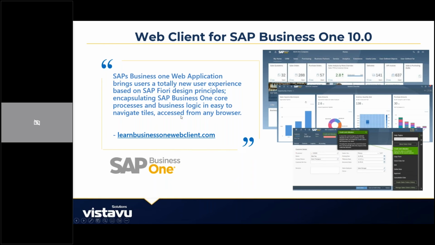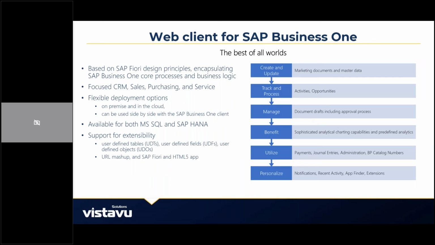So that's the goal. The goal is to be able to bring, in the next couple of updates, all of the functionality that was in SAP Business One in terms of documents and functionality into the web client. Not necessarily done in the same way, and we'll see that they've tried to improve that, but we're really getting the best of all worlds. And so here again, you can see right now the current focus has been on CRM, sales, purchasing, and service.